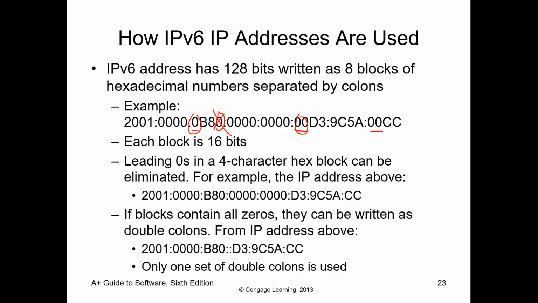Also, you are allowed to use one double colon, and a double colon represents a string of continual zeros. Here we have two strings of continual zeros. You cannot do double colons in two places. You're only allowed to do them once, and normally you do them with the most zeros. So we're going to represent all of these with double colons.